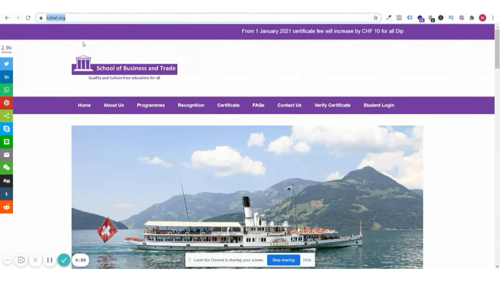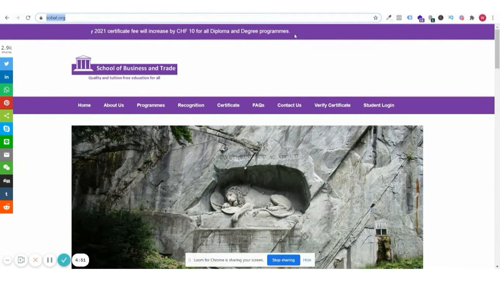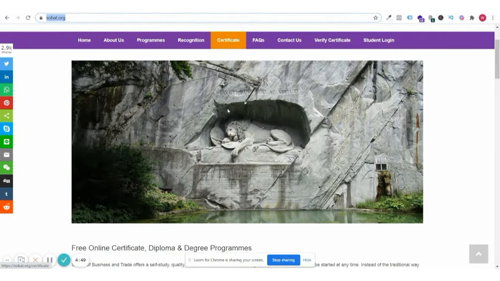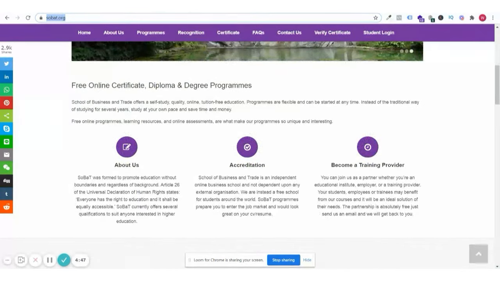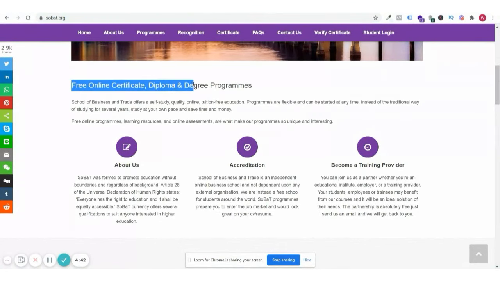So straight to these schools. First we have Sobat, which is School of Business and Trade. You go to sobat.org and this school is actually located in Switzerland. They have free online certificate, diploma and degree programs.